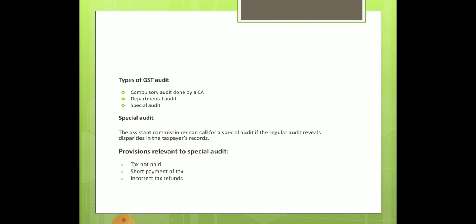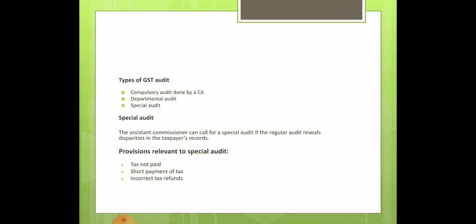What is meant by special audit? The assistant commissioner can call for a special audit. The assistant commissioner of the company will call it a special audit if the regular audit reveals disparities in the taxpayer's records.